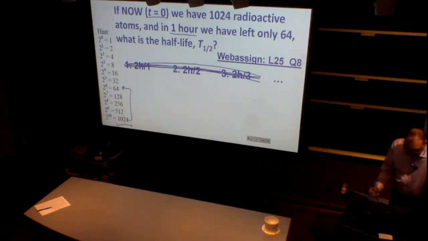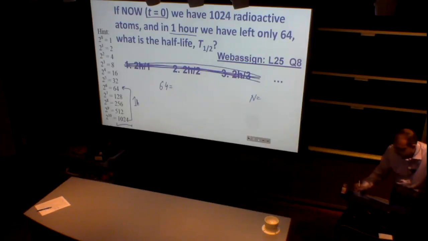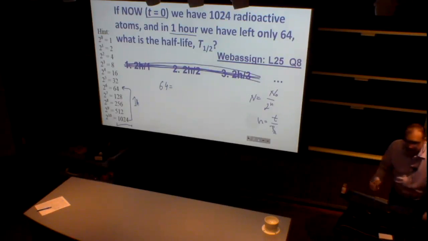So, what can we do? Well, this is 1 hour. So what could we do? We could set 64 should be equal to the initial number. Well, again, the equation says where this number n represents the number of half-lives fit in that particular time interval. We're counting half-lives. 64 should be equal to 1024 divided by 2 to the number of half-lives. How do we solve it?